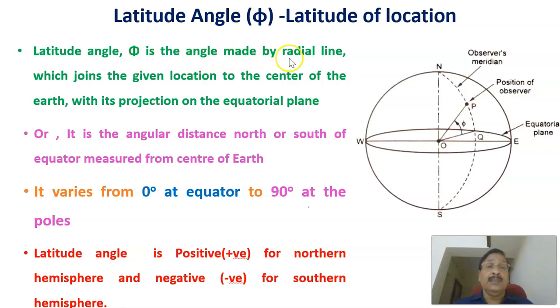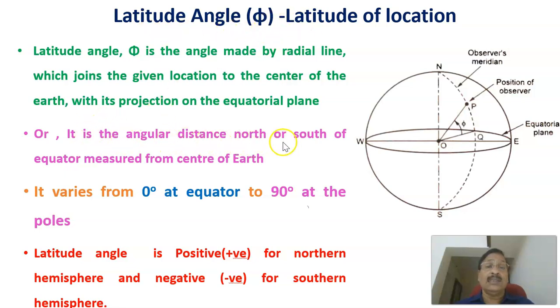Now what is the angle made by this projection with the line joining the given location to the center of Earth? What is this angle between this and this one? The position of the observer is here, making a straight line with the center of Earth, and the angle made by that line with its projection on the equatorial plane, that angle we call the latitude angle phi.